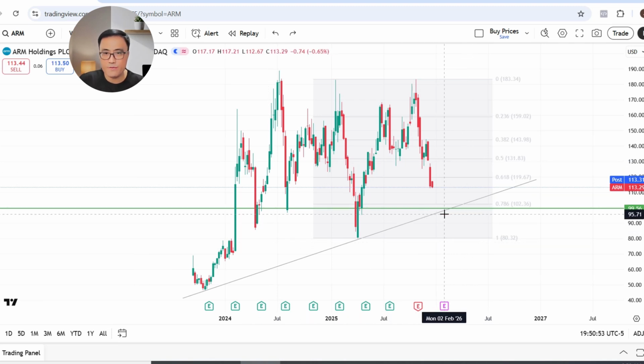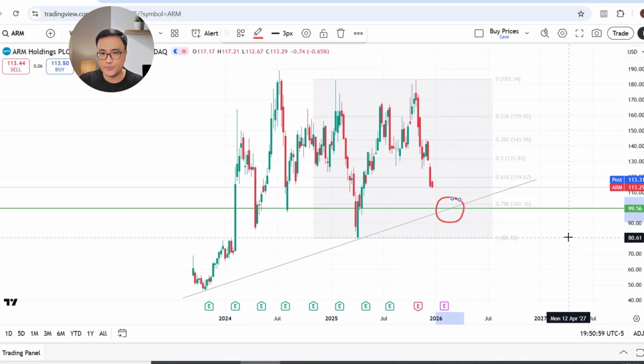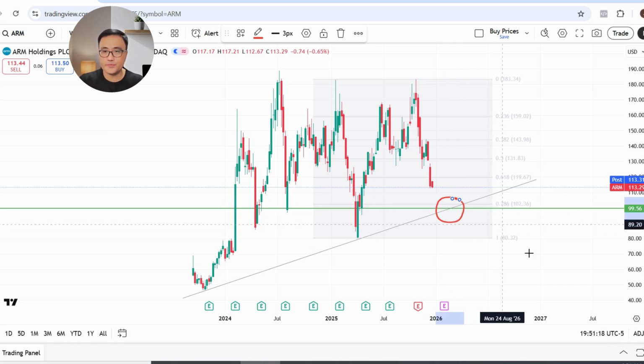Now you can see we have an intersection, the trend line, support, and the fib retracement right around here at about $100, which makes sense. $100, good psychological price level. People like to round off numbers, and a $100 price target that's below the current market price makes sense. It's very plausible.